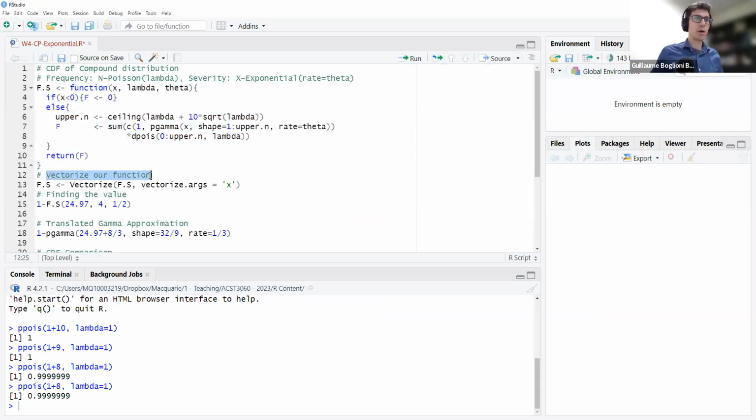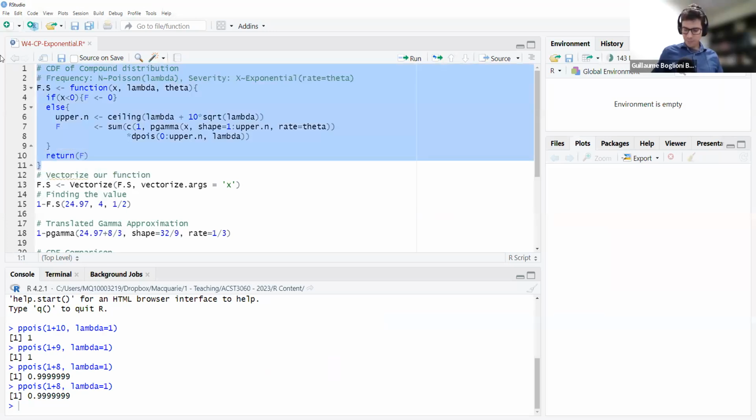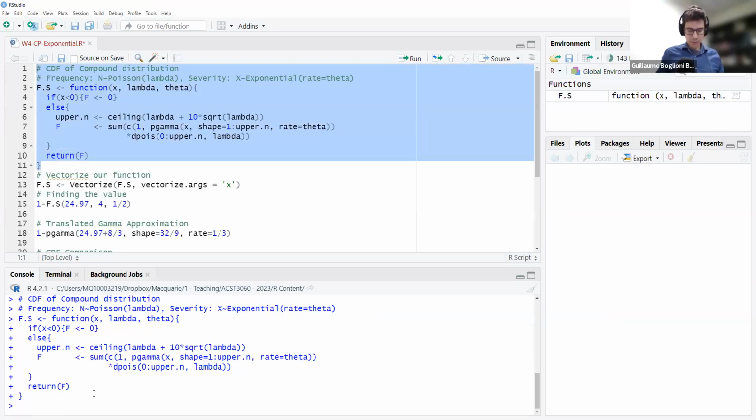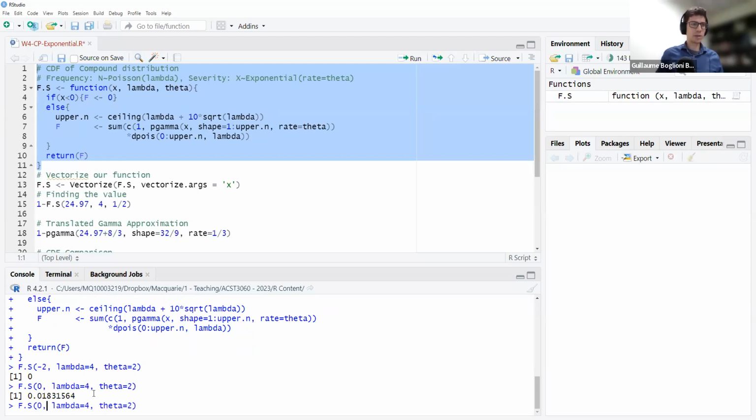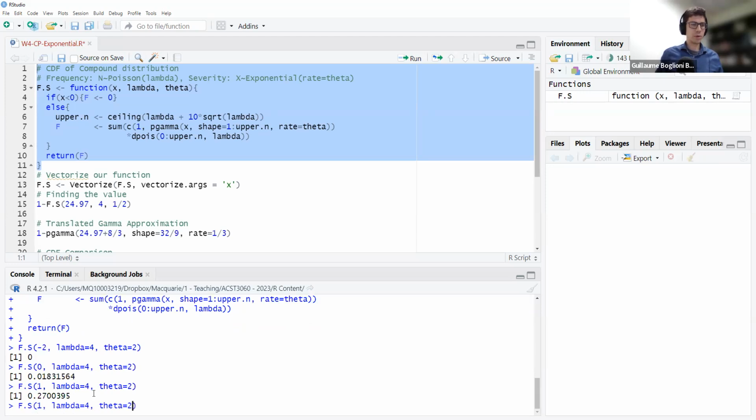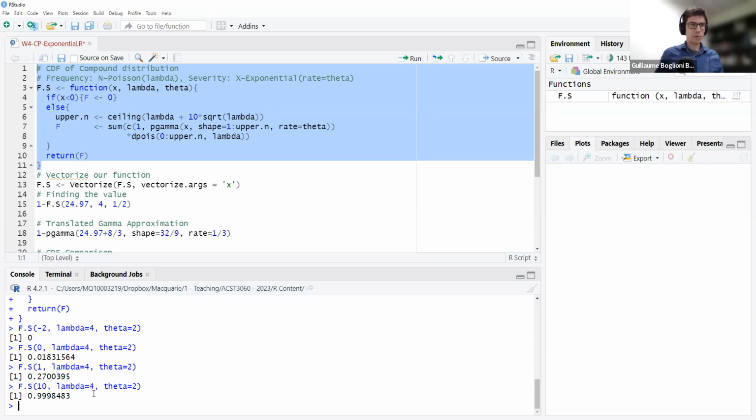Now, just a little trick in R. Here, I'm just vectorizing this function. Vectorizing the function means what? That here I declare f. Let's just see that it seems to have worked. If I take the CDF, you see at any negative number, no matter what lambda is, I should get 0. And if I take at 0, then I'm going to get a positive value, and every other number I'm going to get a positive value. It seemed to have worked, or at least it gives me something that is at least plausible.